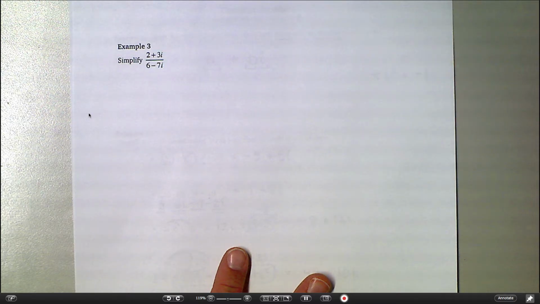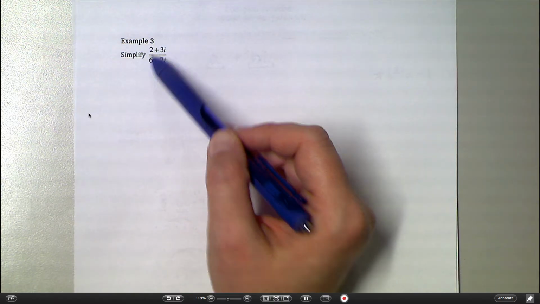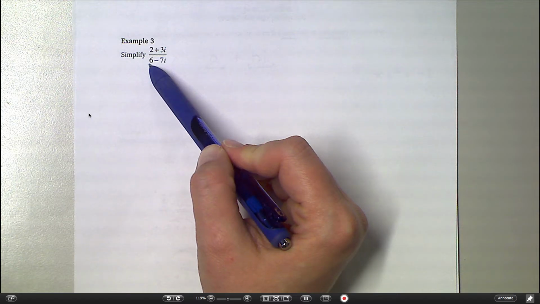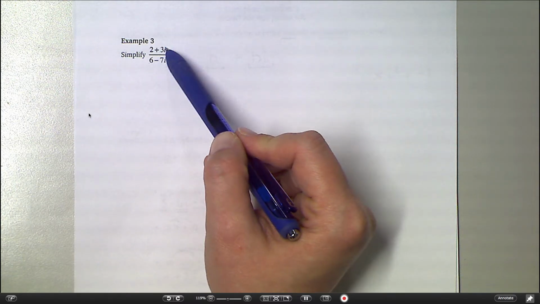Okay. So on the back here, I believe you just have this one example. And we're going to talk about that complex conjugate thing again here. It says to simplify this. Now, I've mentioned this before. I'm going to mention it again. We can't simplify pieces. So we can't go 2 and 6 and make that a 1/3. And we can't go over here and just cross out the i's.